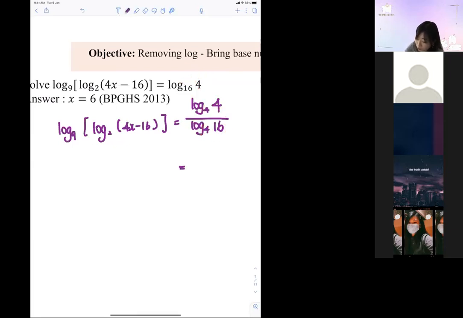So log 4 is 1. 16 is actually 4 squared. So change to 4 squared, the power can bring down, cancel, you're left with 2. Am I too fast? If too fast, let me know, okay? I'm trying to go through faster.